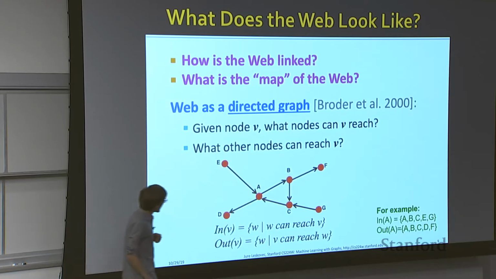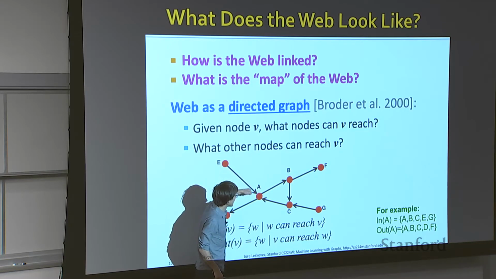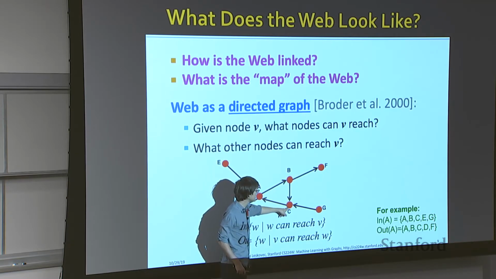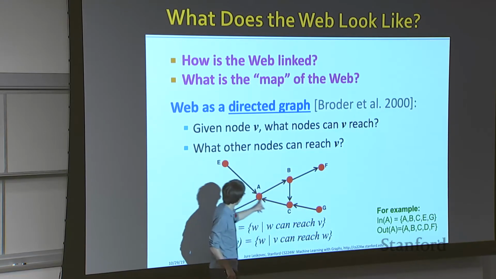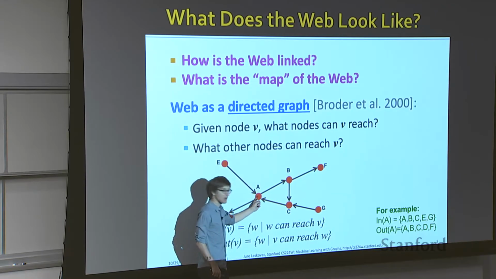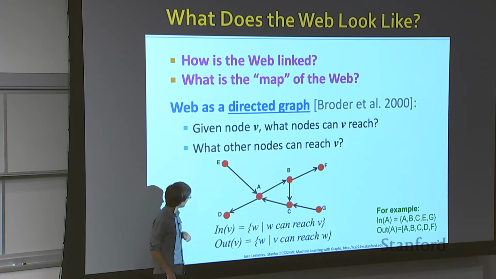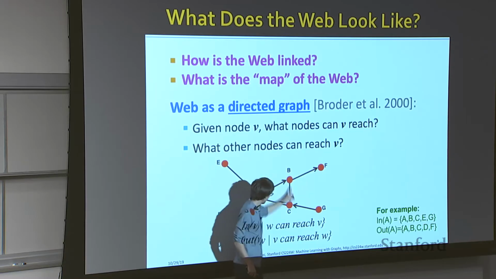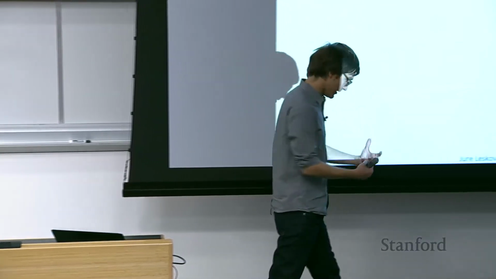So in our case, if V is this node A, then the in component of node A is A itself, node B, node C, node E, and node G. These are all the nodes from which I can go and get back to the node. So that's the in component, because I'm going towards the node. And then what is the out component? If I start here, who do I reach? I can reach D, B, F, and C. So that's the out component here. These are the two examples. That's the first thing, this in and out component.